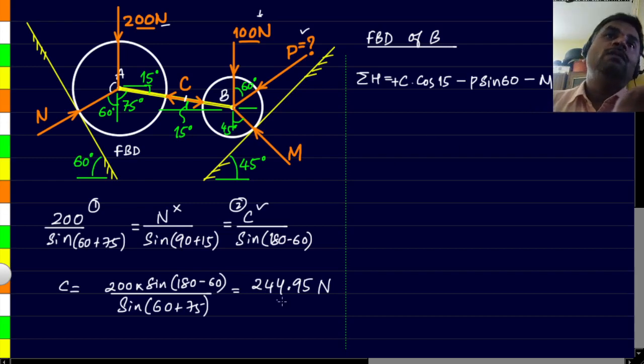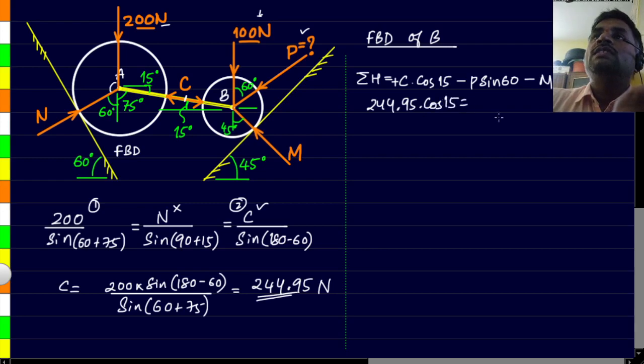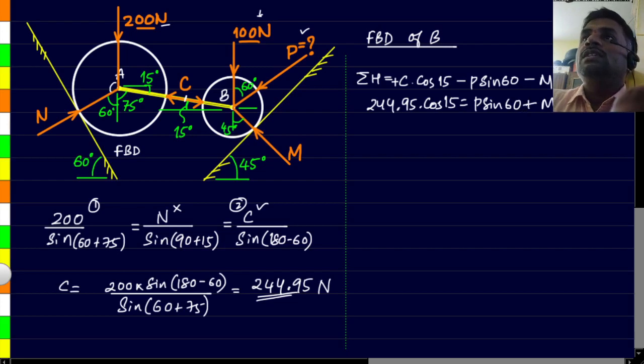Here we have already found the value of C, which we can substitute here, but the other two forces are still unknown. So let's send them both to the other side. Now we get P sin 60 plus M sin 45. Let's give it an equation number, equation 1, and proceed to the next one.